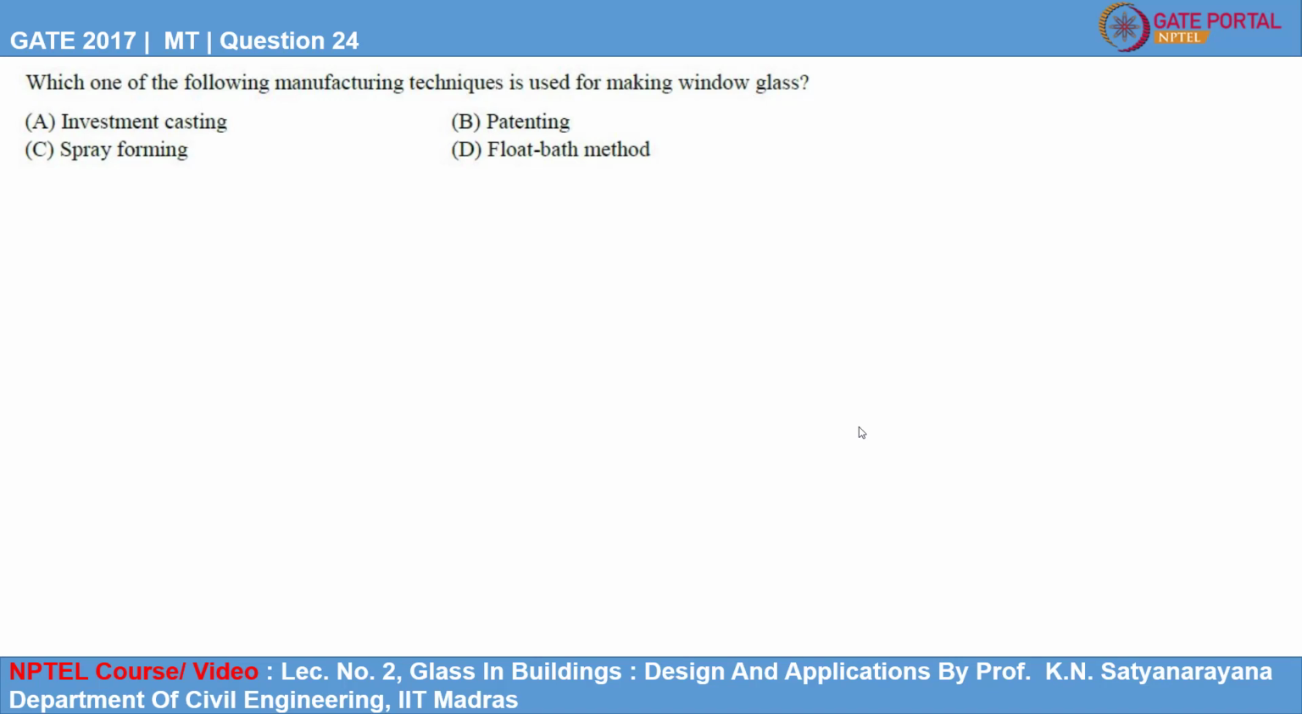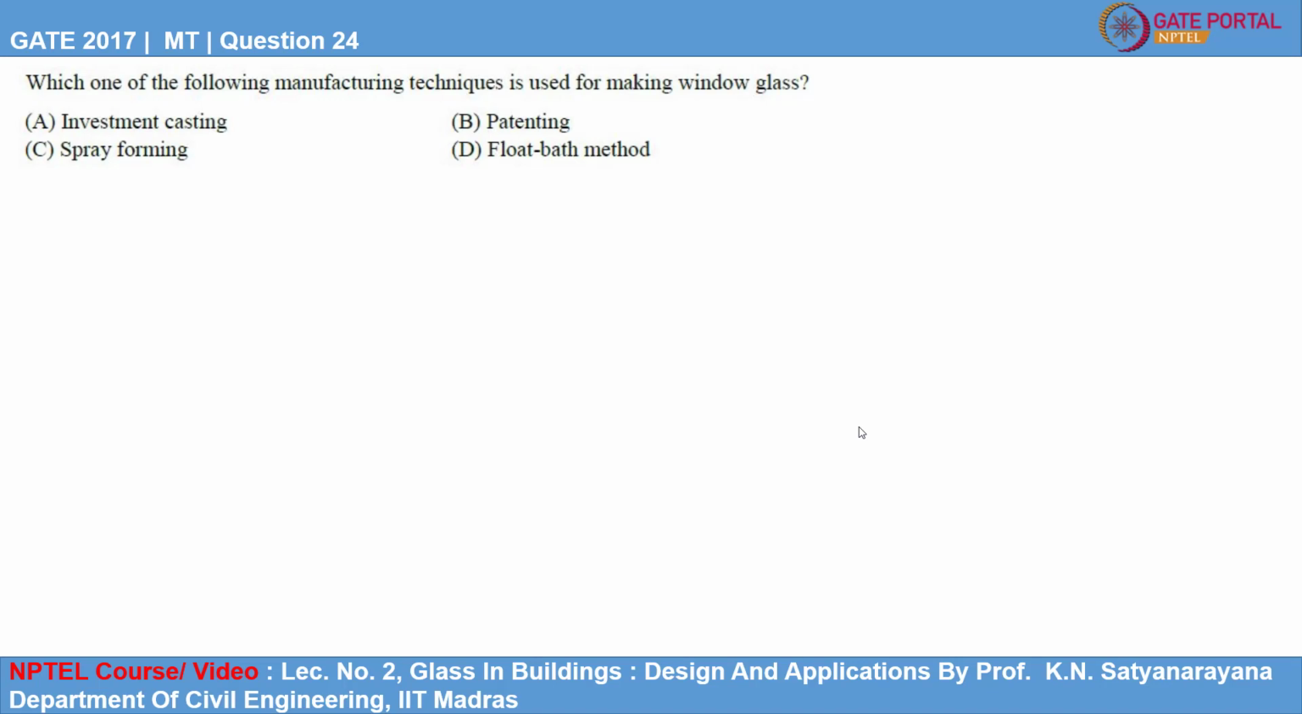GATE 2017 Metallurgical Engineering Question 24. Which one of the following manufacturing techniques is used for making window glass? There are four options. Let us look at each option one by one.